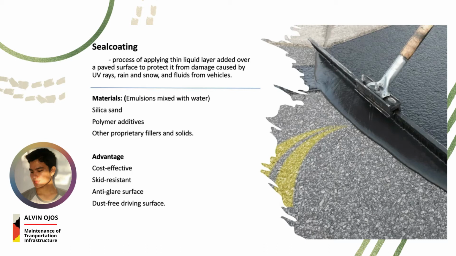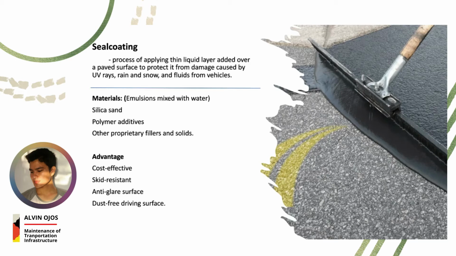So what are the materials used for seal coating? These are typically bituminous-based products or acrylics. The seal coat is a liquid formulation of one of the following emulsions mixed with water. We have silica sand, polymer additives, and other proprietary fillers and solids.